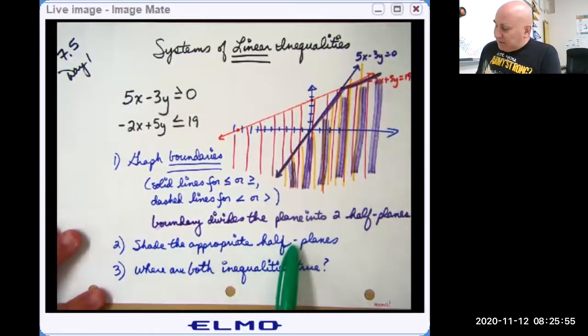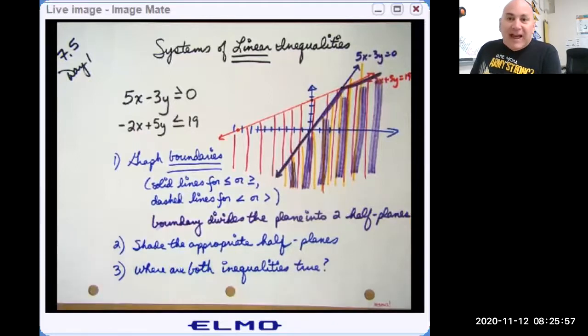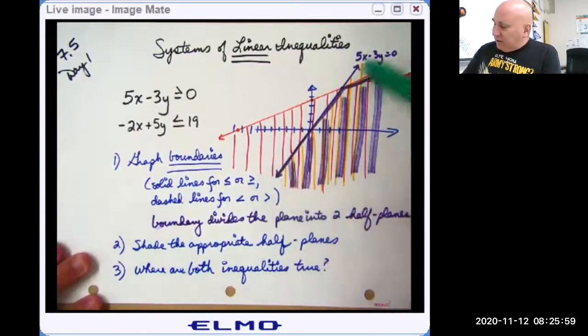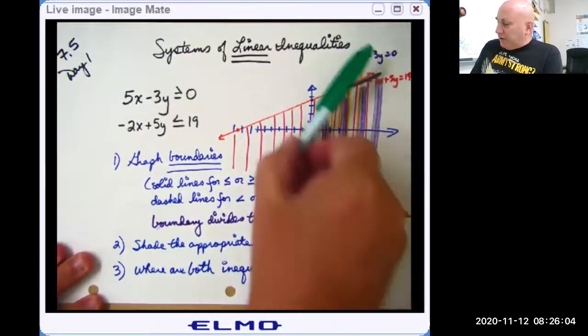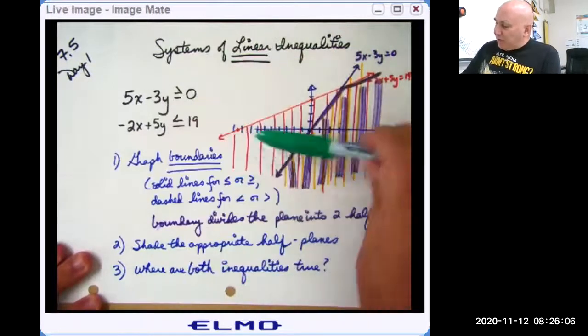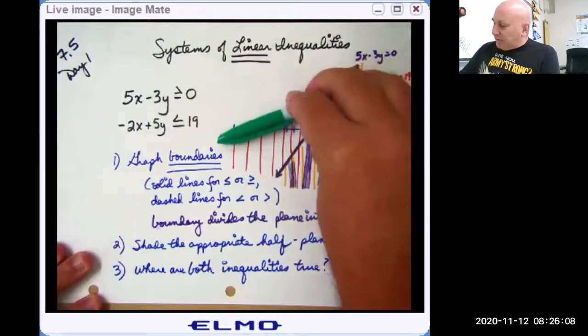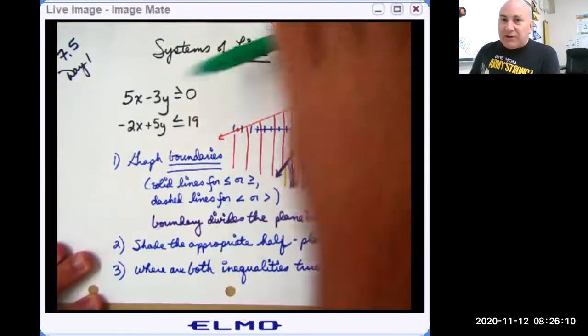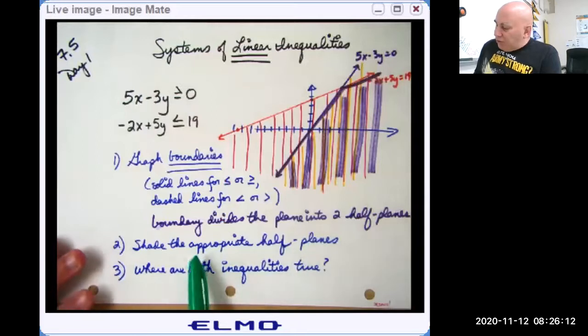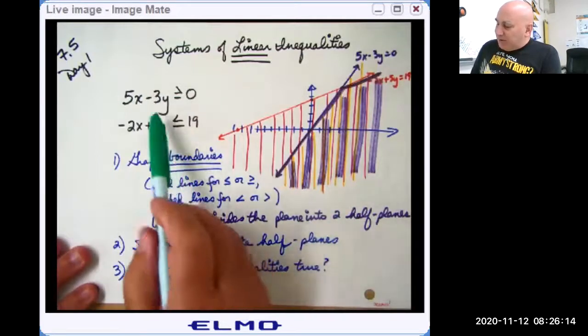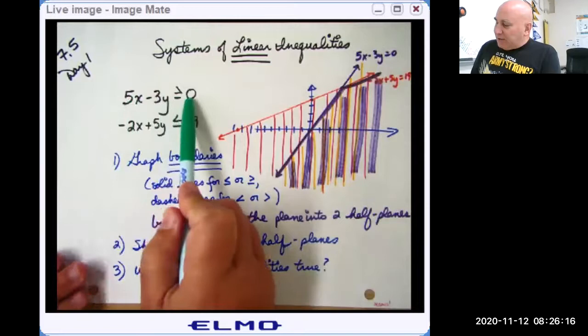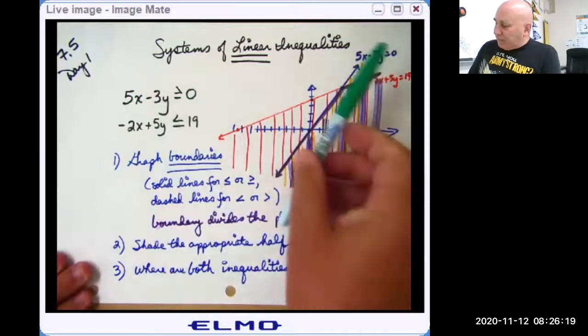The second step is to shade the appropriate half plane. Now this line here divides the plane in half. You have the part down here and the part up here. This orange line divides the plane; you have the parts down here, the parts up here. Shade the appropriate half plane. 5x minus 3y is greater than or equal to 0. So here's this line.